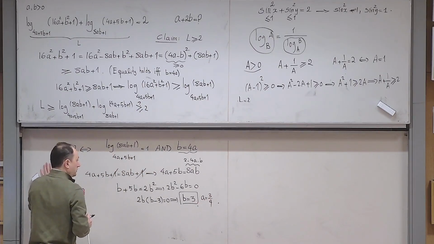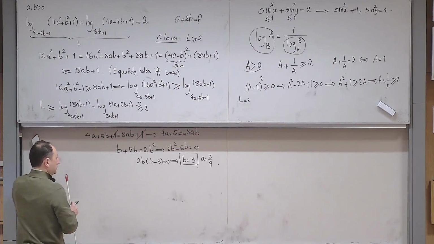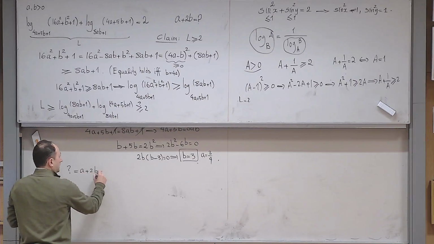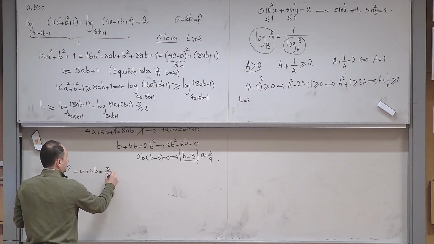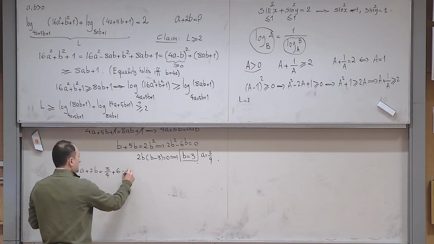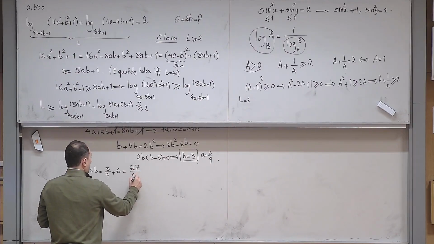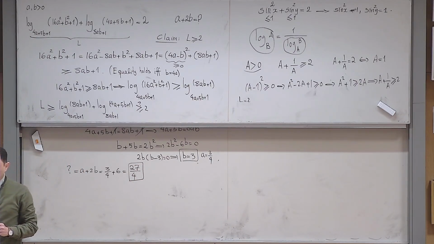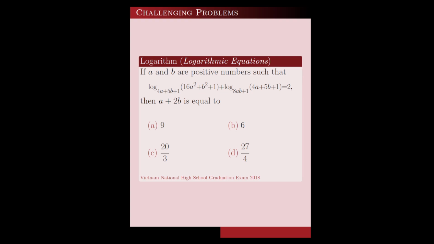But now I want to answer the question mark. The question mark is a plus 2b. A is 3 over 4 plus 2 times b, which is 6. And if you calculate this, it becomes 27 over 4. Yes? So if we go back, option D is the correct option that we have to choose for this problem.